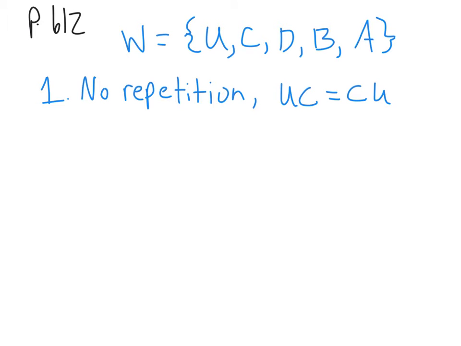So we're taking 2 of these 5 objects without repetition, so no repetition, and order is not important. That's what this UC equals CU means. This means as long as you select a U and the C, it doesn't matter if you flip their order around. That's what they mean by order is not important. So we're not going to list these 2 outcomes as separate outcomes. It's actually the same thing, so we'll just list UC and we won't even worry about CU.